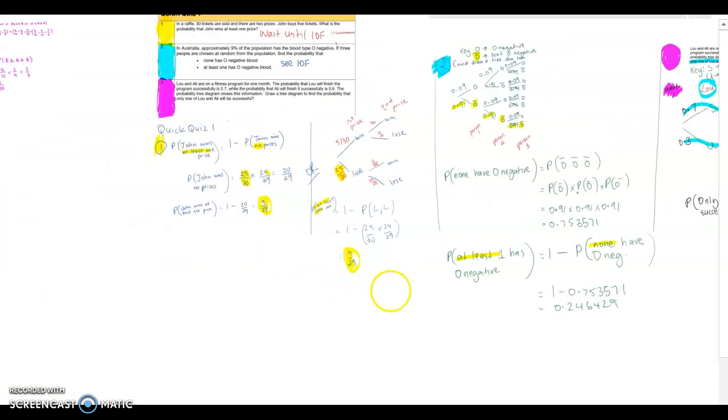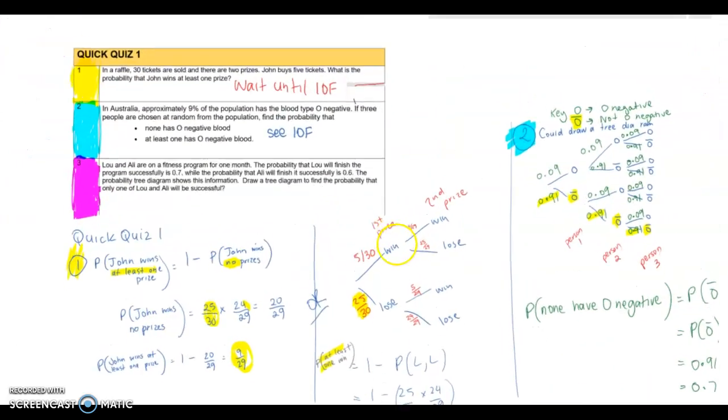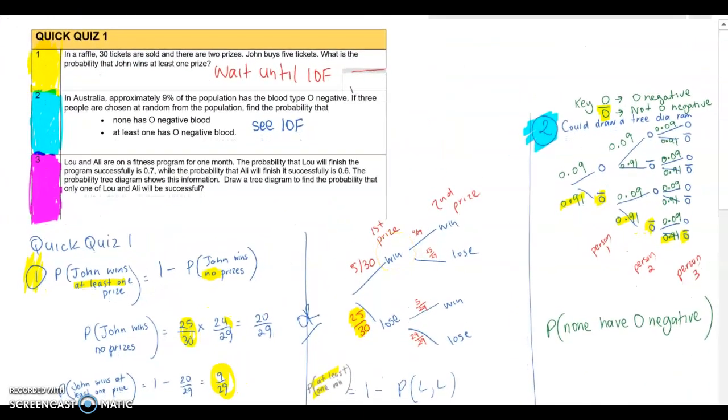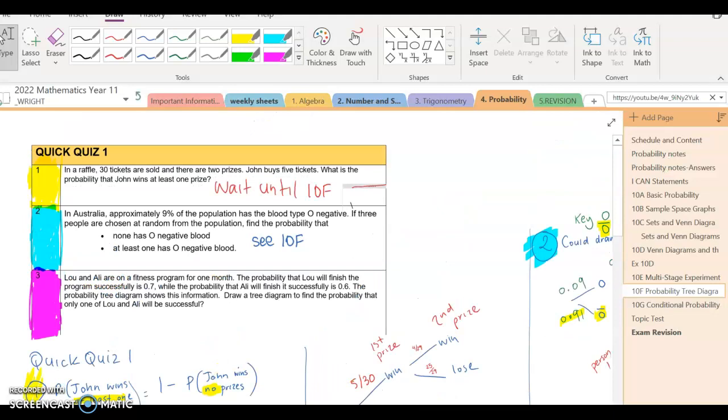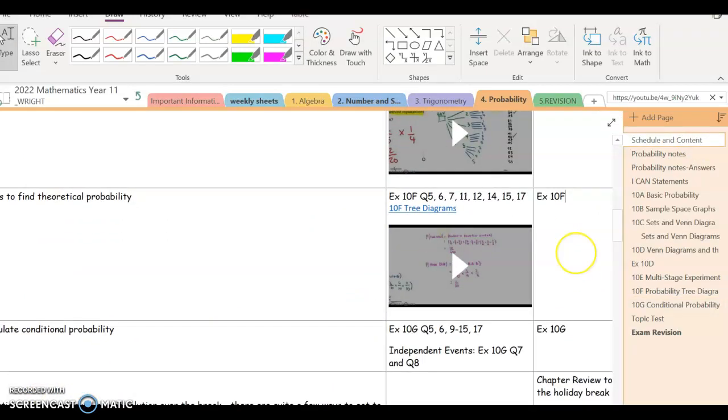Okay, so that finishes off our little quick quiz questions and the examples in 10F. There are more examples to have a look at in the textbook under 10F if you would like to, but I would like you now to go and have a go at exercise 10F, reminding you that our content and schedule tells you the questions that I would like you to have a go at. Make sure you're marking them and bring any questions that you have back to class.